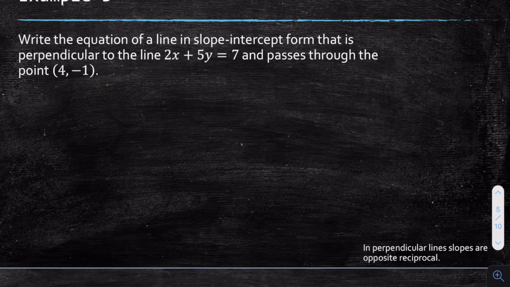Moving on to example 3, write the equation of a line in slope-intercept form that is perpendicular to the line 2x plus 5y is equal to 7 and passes through the point 4, -1. And notice I wrote you a little note at the bottom of this note too. It says, in perpendicular lines, slopes are opposite reciprocal. Opposite meaning if it's a positive number, the opposite of that is a negative number. And reciprocal means if it's a fraction, and any integer or whole number is a fraction because you can put those things over 1, flip it upside down. Make the denominator the numerator and turn the numerator into the denominator.